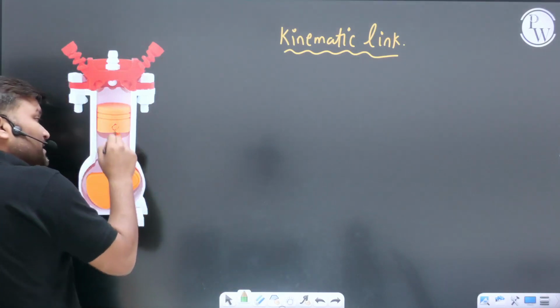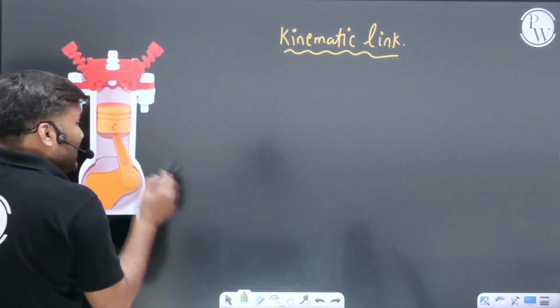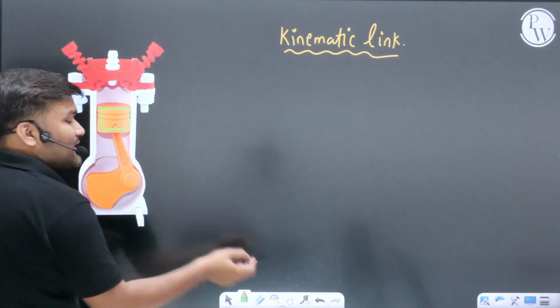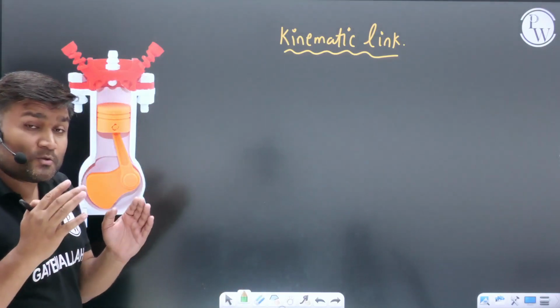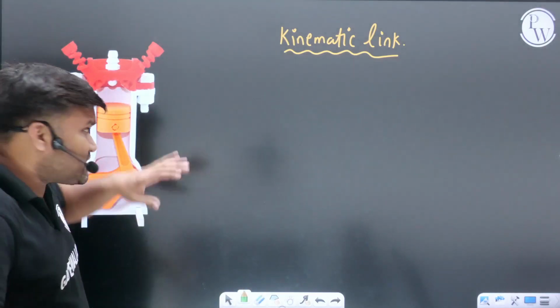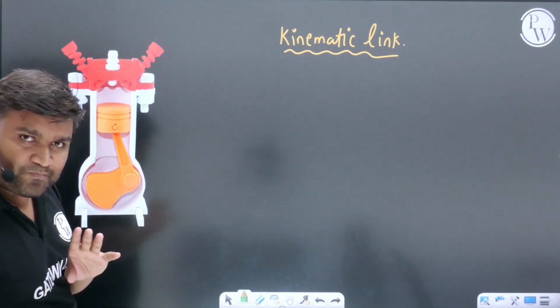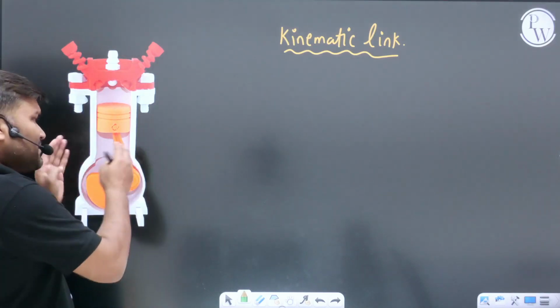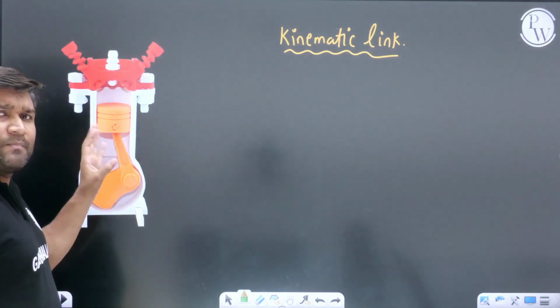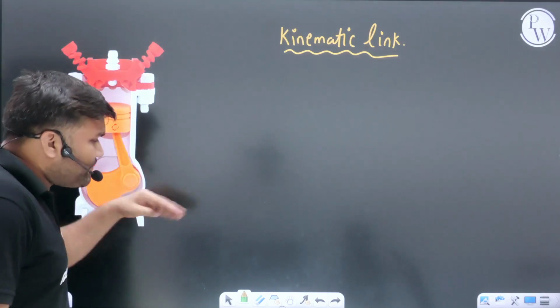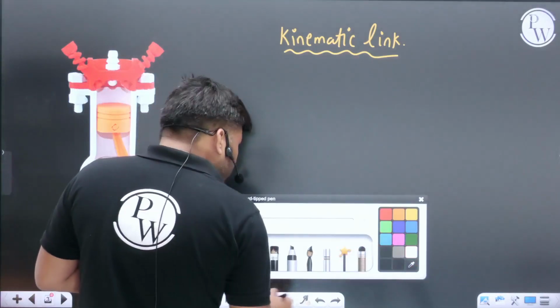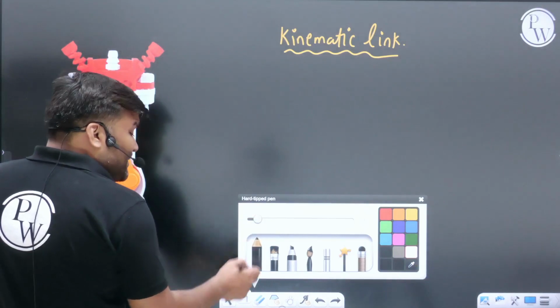Then we have this connecting rod as your third link. Then we have this slider or piston as your fourth link. These are going to be a total of 4 kinematic links which this IC engine is going to have. Now, in reality, this body has this beautiful shape. But in practice, we can represent this diagram as a line diagram, a schematic diagram.